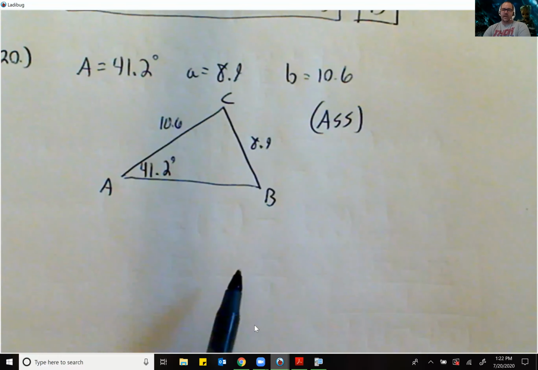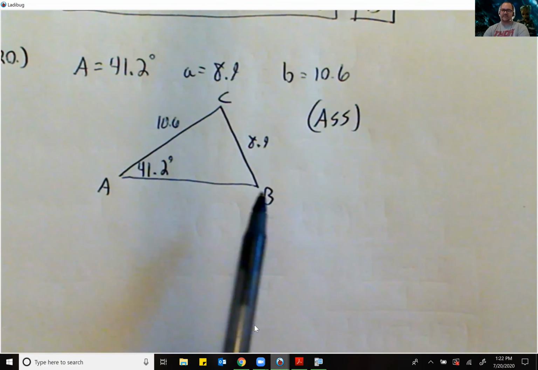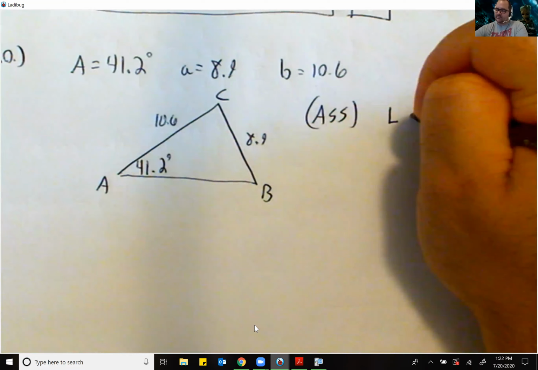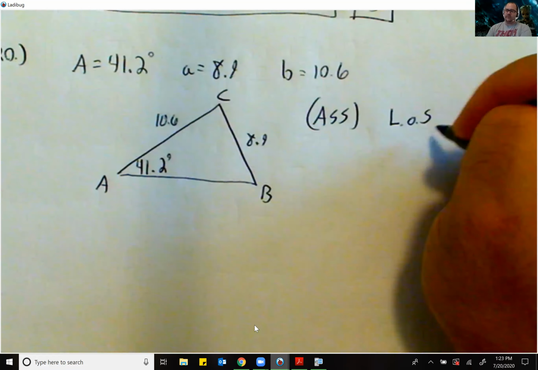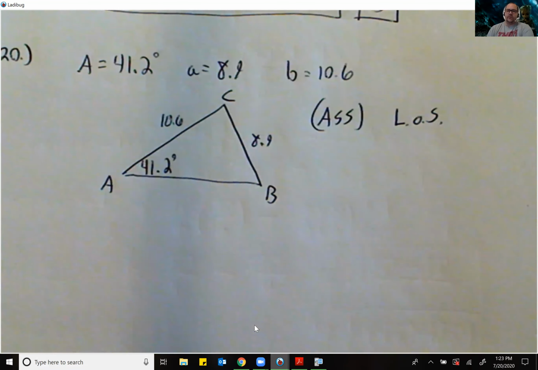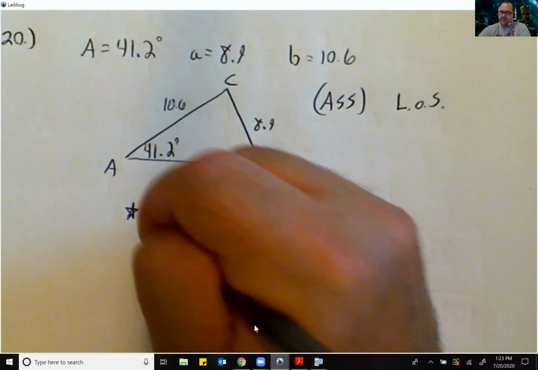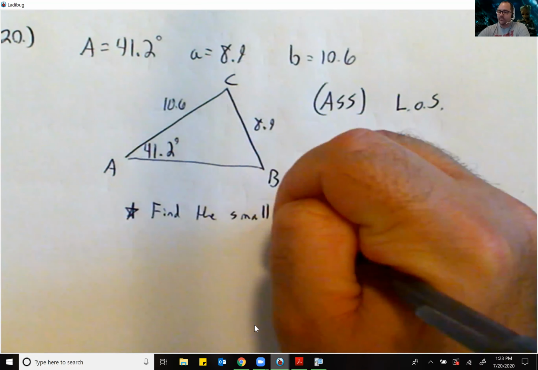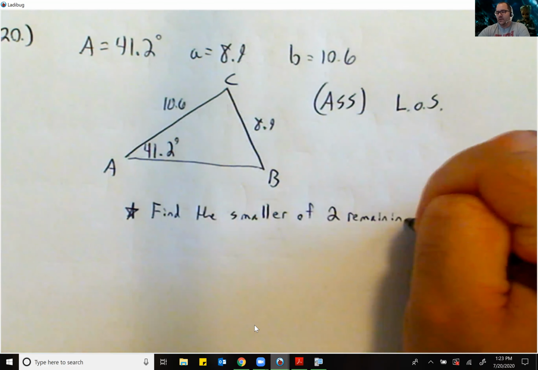And I like calling it the ass case because you have to be careful of this because it's the ambiguous case. If you're not careful, it will make an ass out of you. So when you have the ass case, you're going to use law of sines to help you out. And when you use the law of sines, you're going to find one of your missing angles, either B or C. When you do this, it is important to note you need to find the smaller of the two remaining angles.